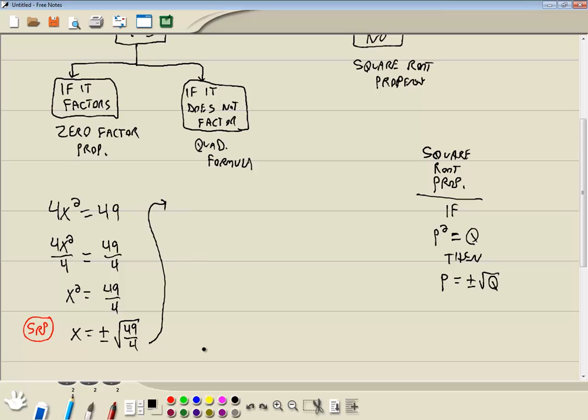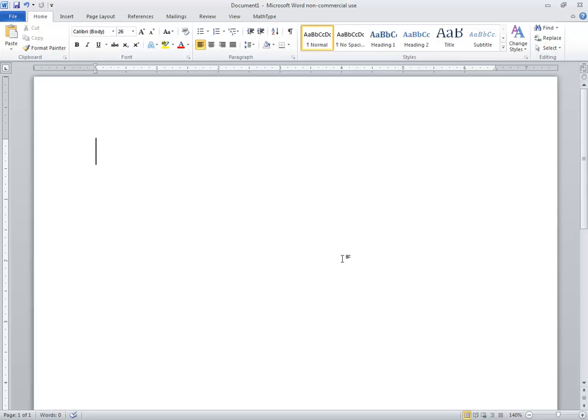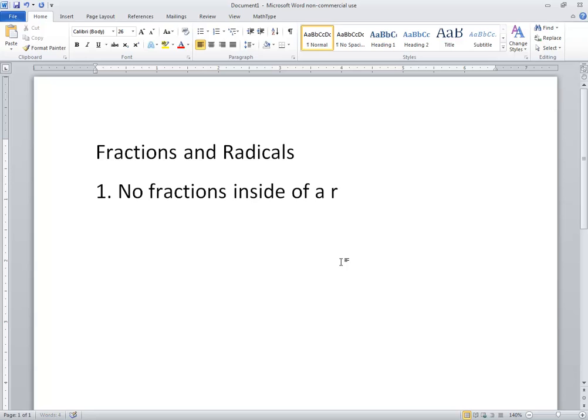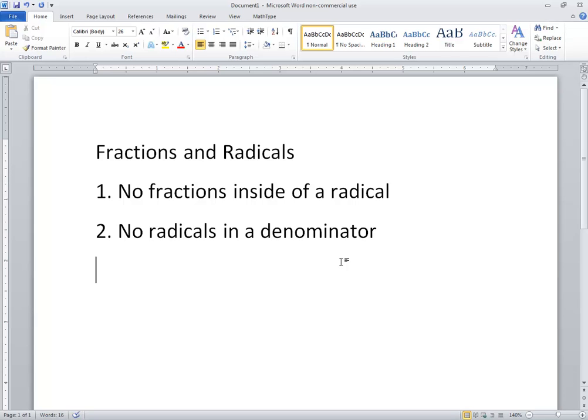Okay, now let's talk a little bit about our simplifying techniques. In general, when we're talking about fractions and radicals, we've got two main items: no fractions inside of a radical, and no radicals in a denominator. So those are our two main items we have to keep in mind when working with fractions and radicals.